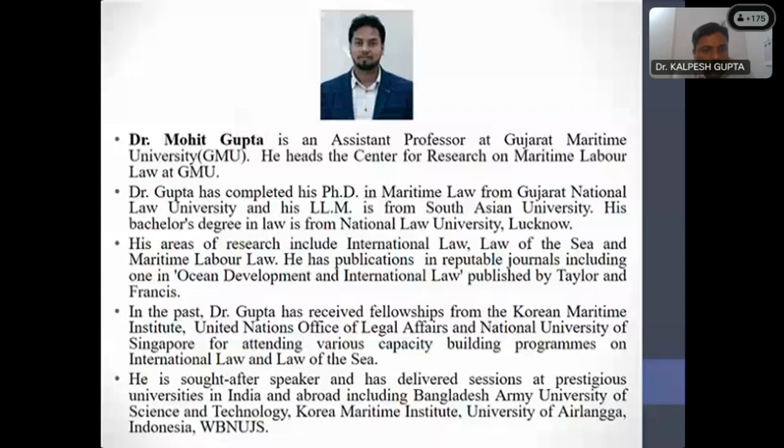Dr. Mohit Gupta is an assistant professor at Gujarat Maritime University, Gandhinagar. He also heads the Center for Research on Maritime Labor Law at GMU. Dr. Gupta completed his PhD in Maritime Law from Gujarat National Law University, Gandhinagar, and has an LLM from Asian University, New Delhi. His bachelor's degree in law is from RMNU, Lucknow. His areas of research include international law, law of the sea, and maritime labor law.